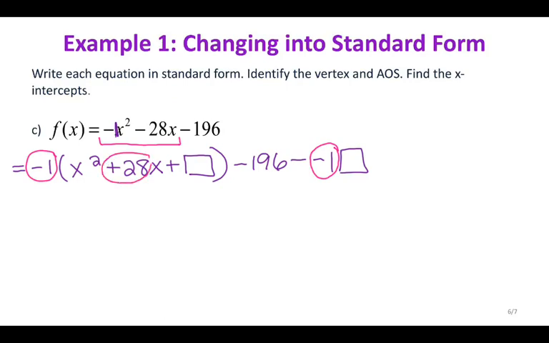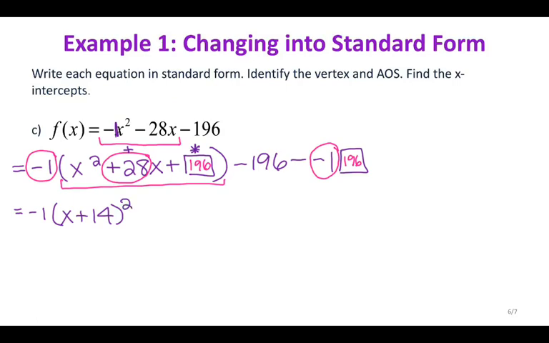I want to look at my middle term. I'm going to take half of it and square it. So half of 28 is 14. 14 squared is 196. I'm going to take this and factor it because that's my perfect square trinomial. So that's -1. I want to find two numbers that multiply to 196 and add to 28. That's 14 and 14. So I have x plus 14 quantity squared.